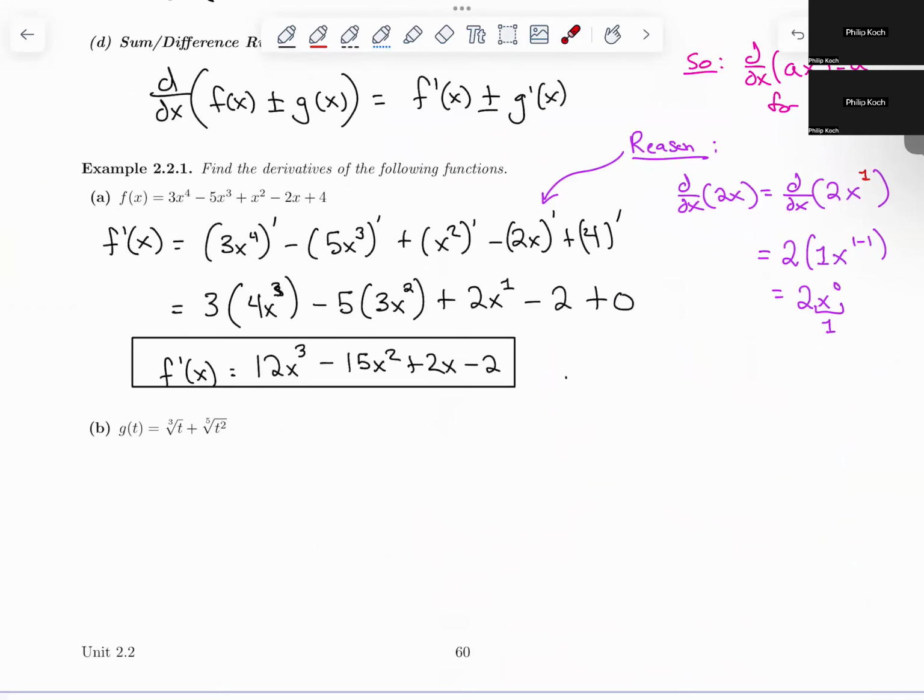Next one, g of t is equal to the third root of t plus the fifth root of t squared. Oh no, we don't have a rule about radicals. There was no rule about radicals. So you gave us an unsolvable problem. That's not possible. Yes, it is. Remember, you can convert to exponential form. First, convert to exponential form.